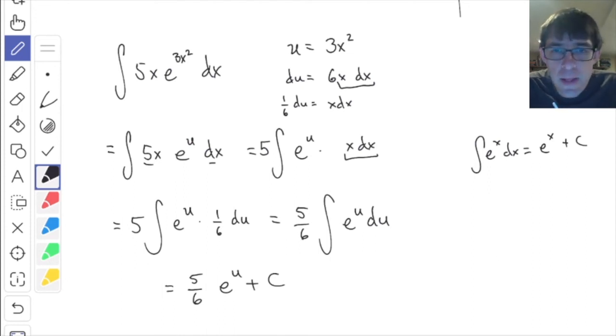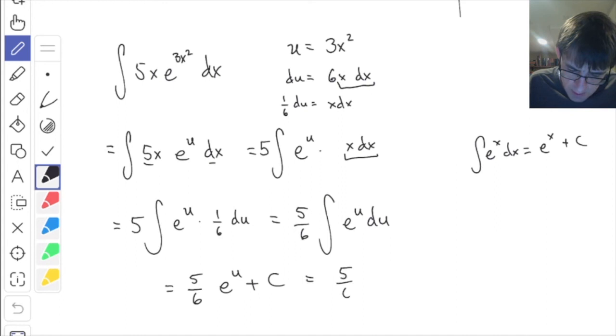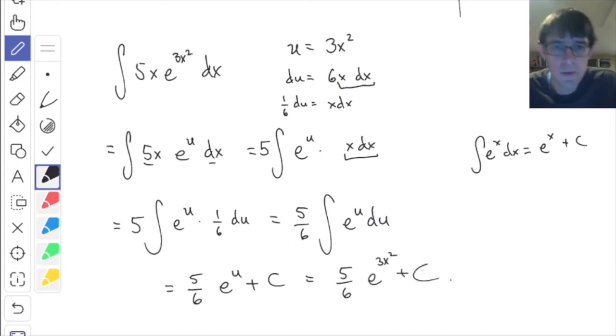And finally, the last step is always easy. You plug the x's back in. So my final answer is 5/6 e to the power 3x squared plus c. And that right there is how we do it. This is the substitution. Any questions about that example?